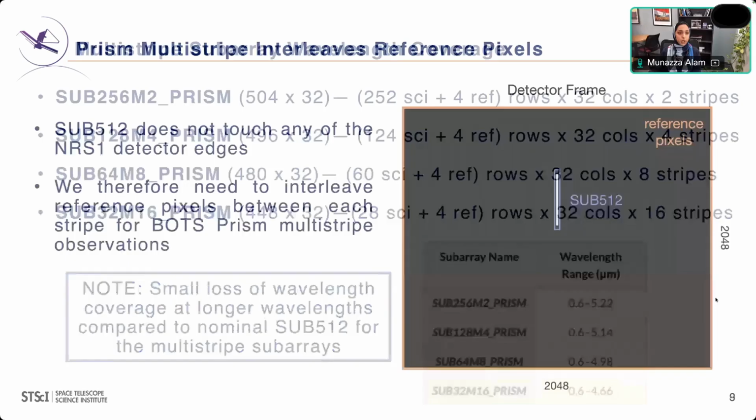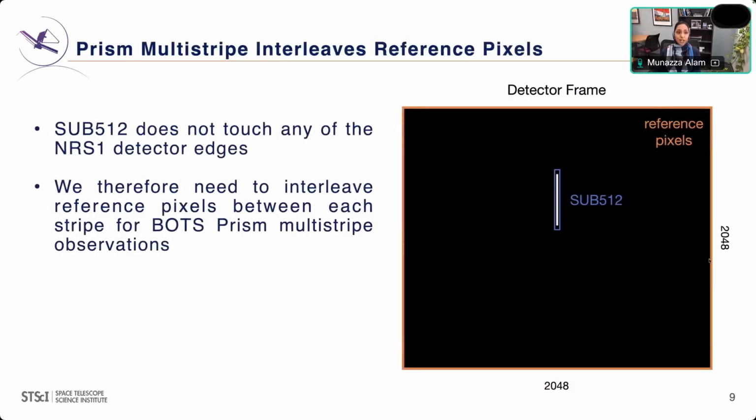If you're familiar with PRISM, you might be aware that the sub 512 subarray does not touch any of the detector edges for NIRSpec1. I've got a cartoon here showing where the subarray sits in the NIRSpec1 detector frame. And so there are reference pixels at the edges of the detector, as shown in the orange outline here. And since we are not touching any of the reference pixels or any of the detector edges, we want to interleave reference pixels in our multi-stripe observations in order to improve the noise and sensitivity that we have with multi-stripe.